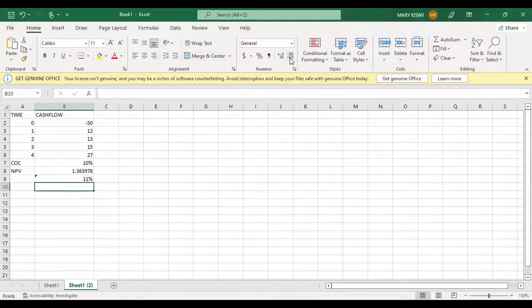No, you can't decrease like that. Make sure the 11% is highlighted. So then increase up, abracadabra. Great.